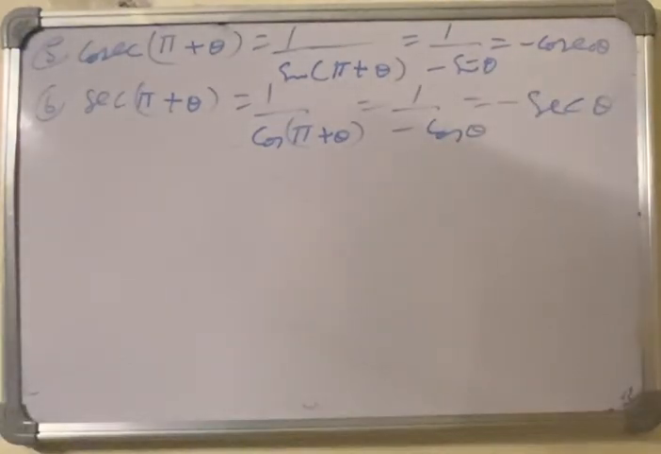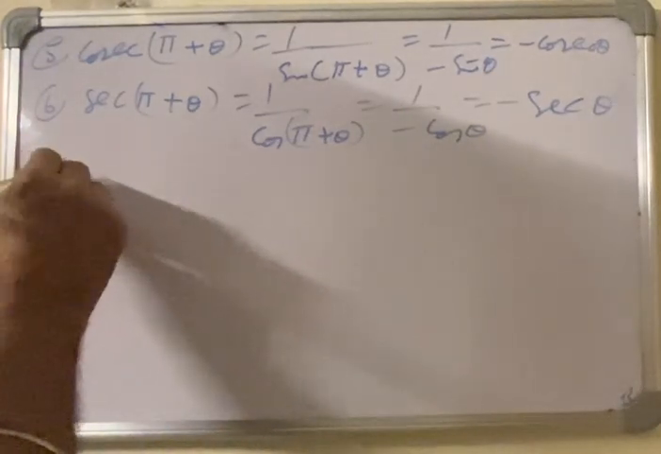So we have seen in case of pi plus theta angle, tan and cot are positive, and all the trigonometric ratios remain the same. They do not change. Sine remains sine, cos remains cos, tan remains tan, cot remains cot, secant remains secant, cosecant remains cosecant.